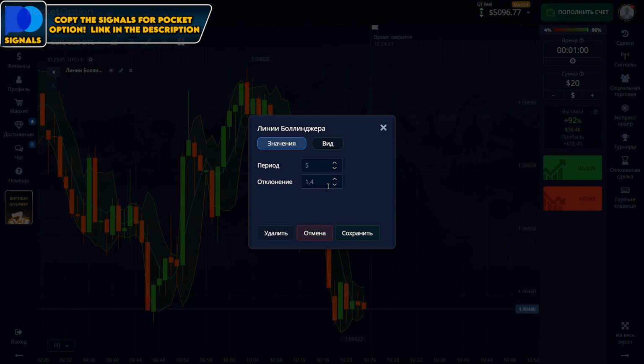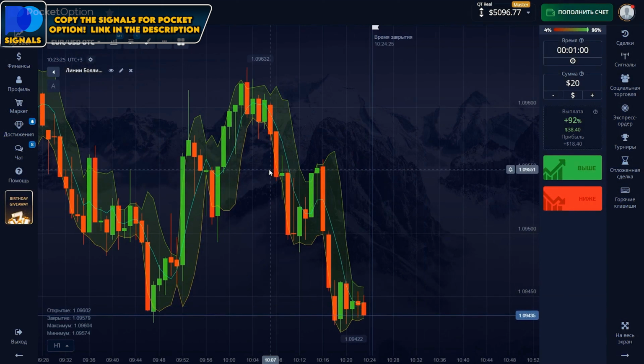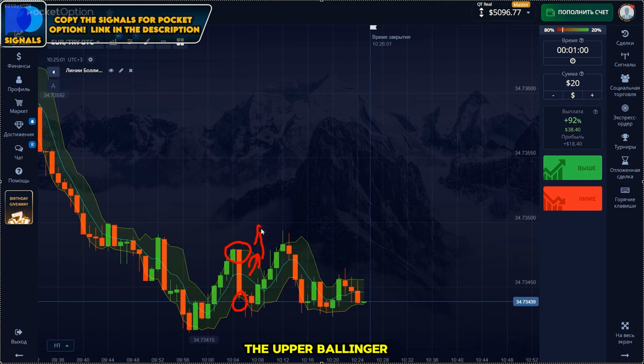Ready, guys? Now I will explain how we will enter and trade together. The currency pair is Euro-Turkish Lira. Now I will explain the logic of how we will enter a trade together. We have the upper Bollinger boundary and the lower Bollinger boundary here. We need to enter on the breakout of one of the Bollinger lines. For example, if the price approaches the upper boundary and breaks through it, we enter for the continuation of the breakout of the upper Bollinger boundary. In this case, it is a buy.